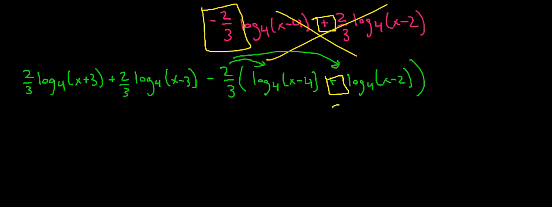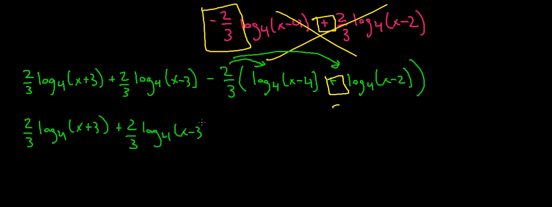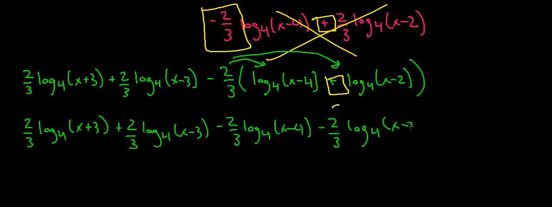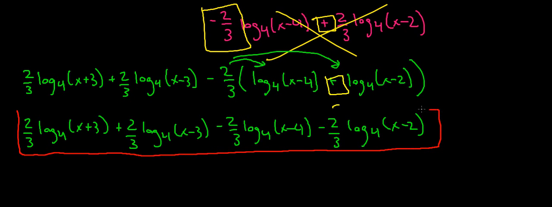So the final answer: 2/3 log base 4 of x plus 3, plus 2/3 log base 4 of x minus 3, minus 2/3 log base 4 of x minus 4, minus 2/3, not plus, log base 4 of x minus 2. And this is a 100% correct answer.